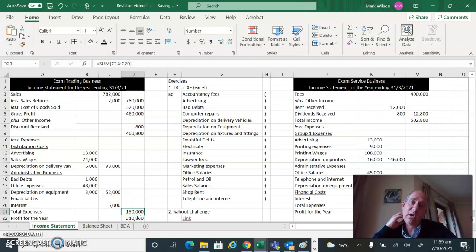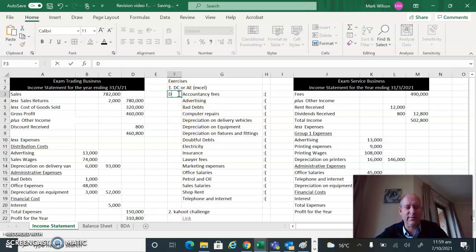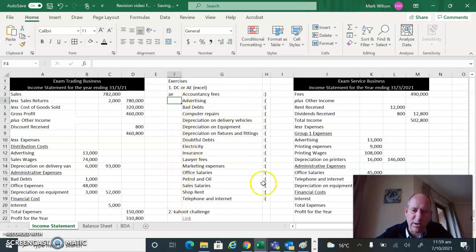That profit for the year will be transferred through to the balance sheet, and on the balance sheet it'll be added to our opening capital. So there's 2 exercises I'd like you to do. I'll send you this file through. The one exercise I'd like you to go through and just classify. So at the start, accounting fees, if I write DC, our sad face remains. If I write AE, because it's an administrative cost, it goes to a smiley face. So I'd like you to go through and classify all of those, get smiley faces.